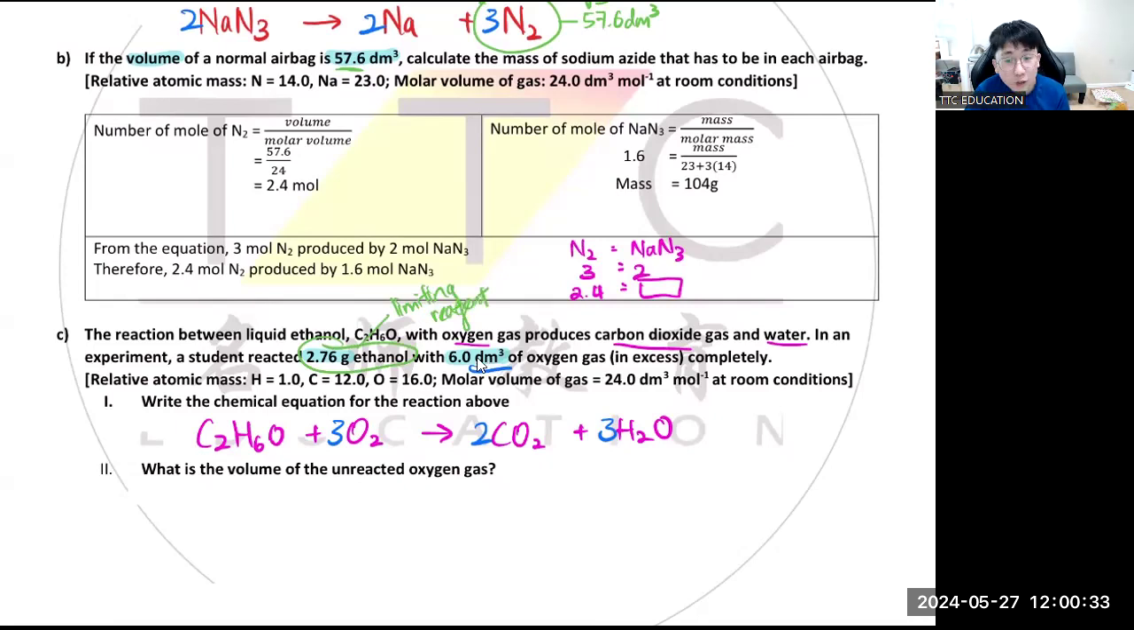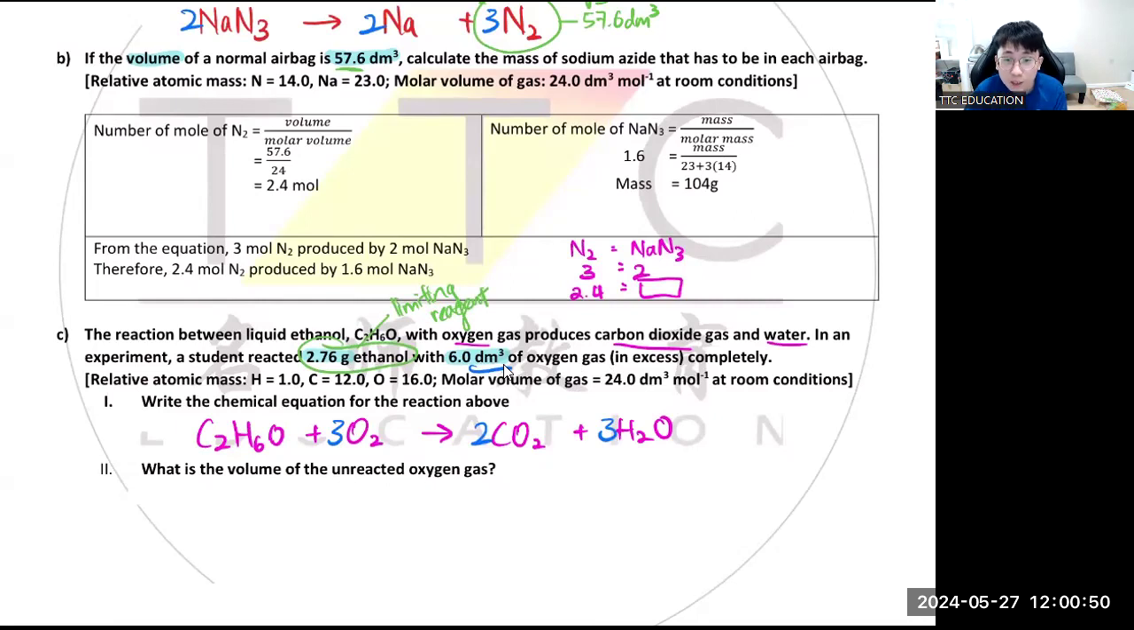Okay. So always use your limiting reagent as your calculation. Because the one in excess, you never finish. If you never finish, how do you know in the 6 dm3, how much you use? Maybe he used 4, left over got 2. Maybe he used 3, left over got 3. Or maybe he used all the 6, you don't know.